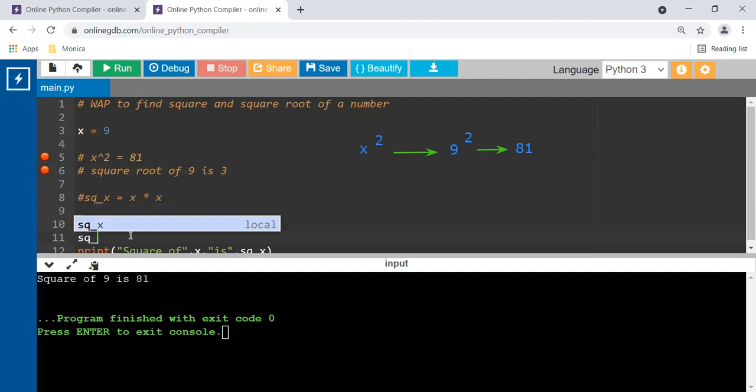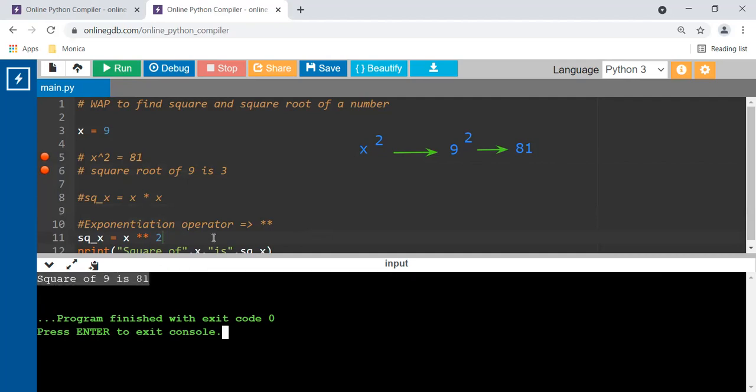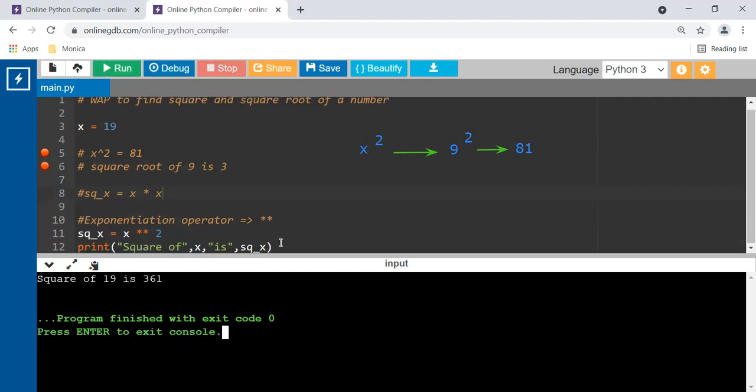So let's take our variable sq underscore x, and here I'll write x raised to 2. So that is x, the exponentiation operator of Python, and 2. So this way I'll be finding square of x using exponentiation operator. We got the same output. You can try by giving some another value, let's say 19, and we know square of 19 is 361. So there we go. In a very simple manner, we were able to find square of a number by using 2 ways.